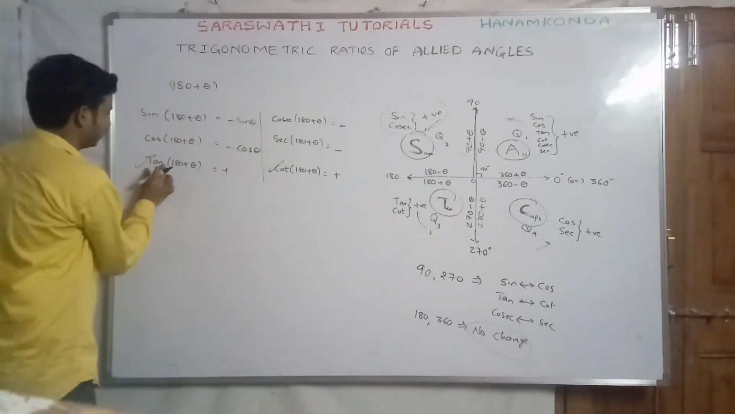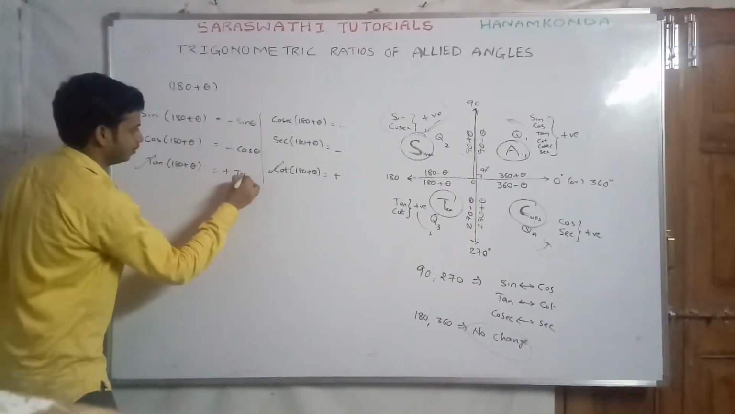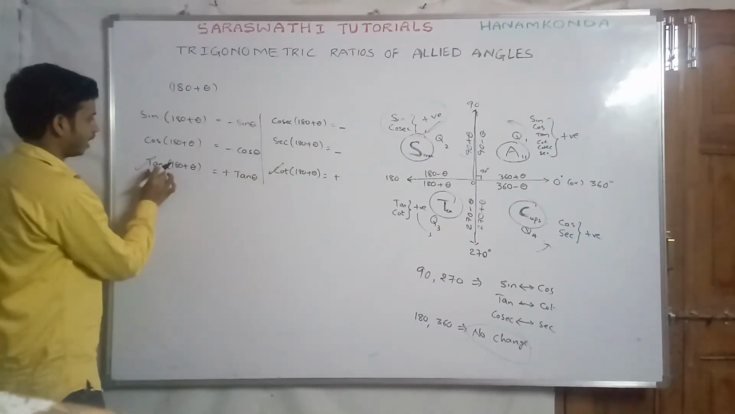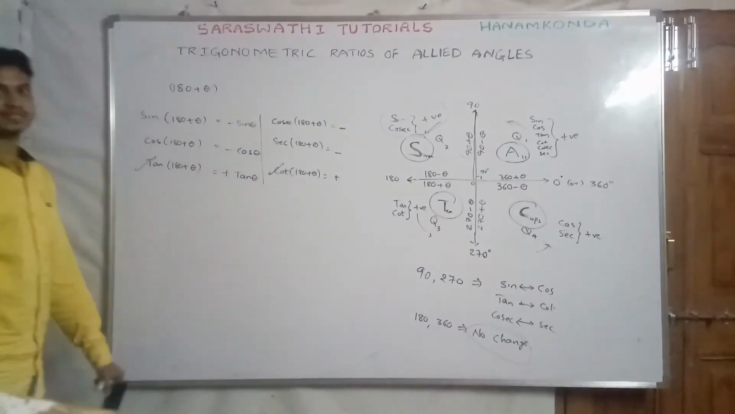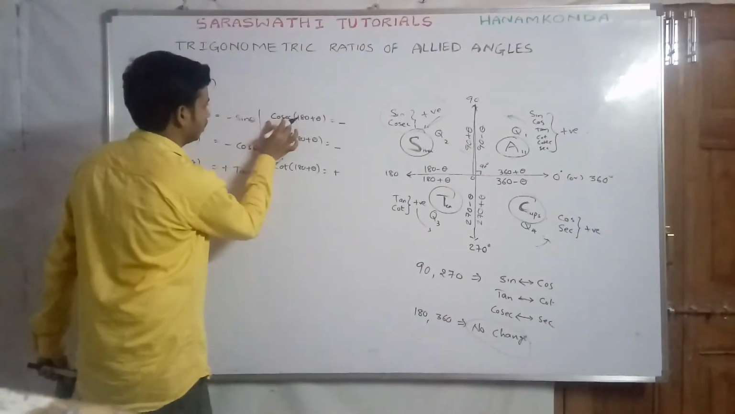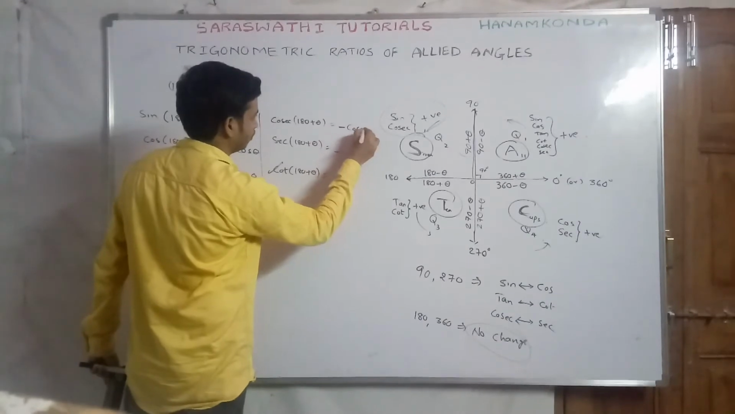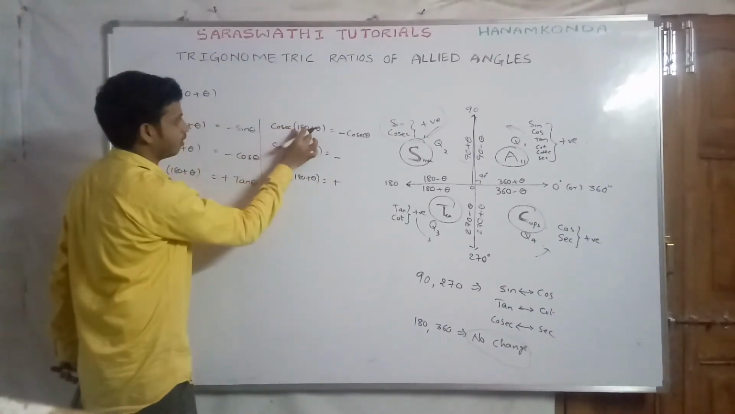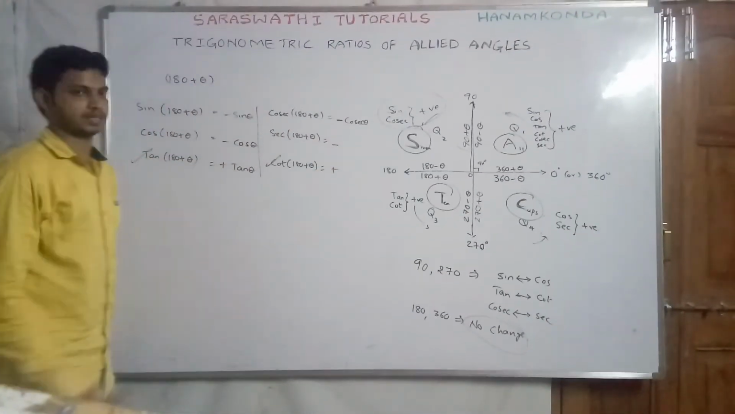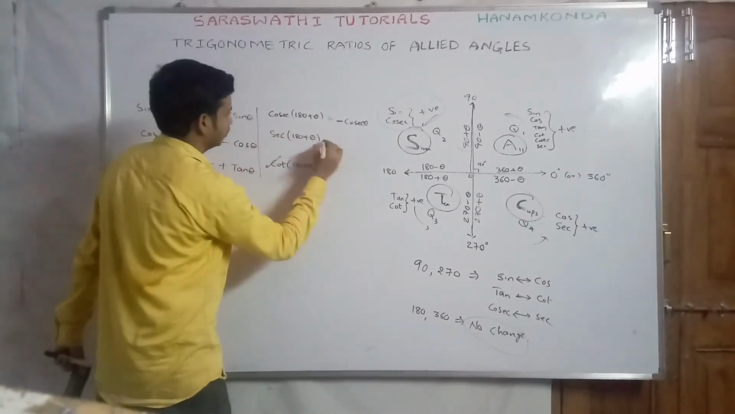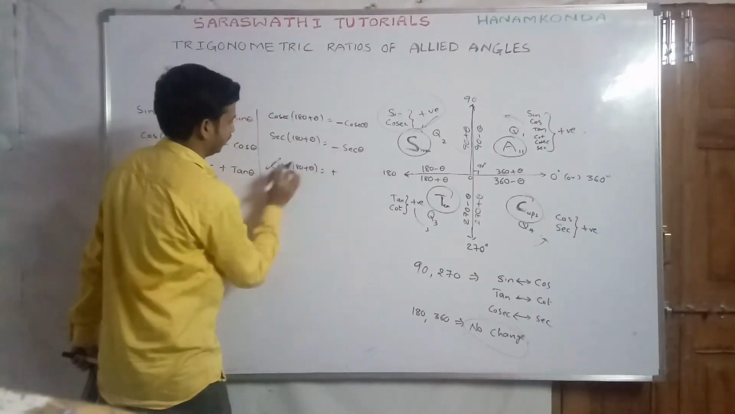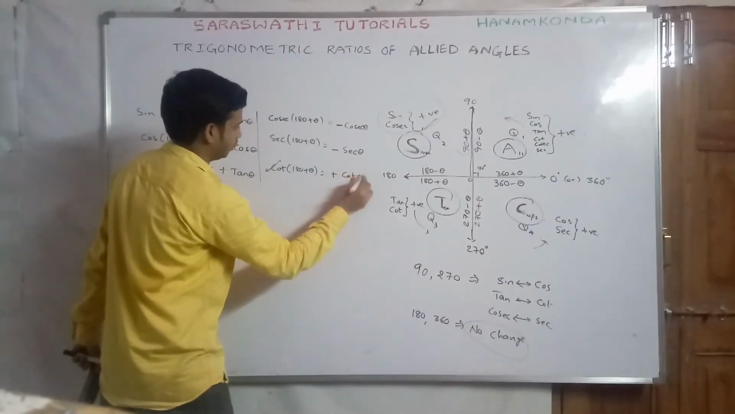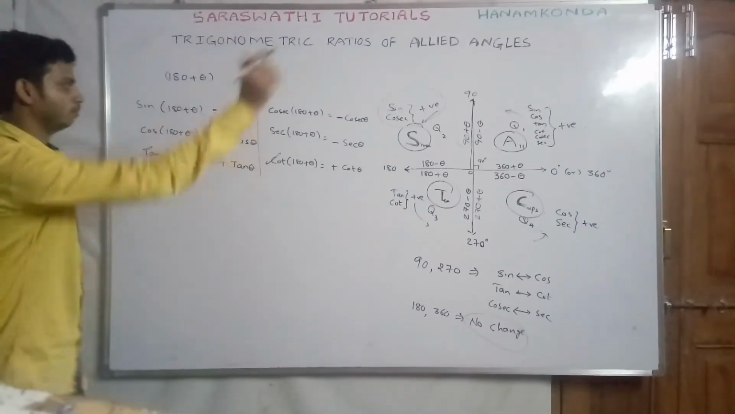If tan exists, the same tan will be there. So tan of 180 plus theta is plus tan theta. If it is cosec, the same cosec will be repeated, so cosec of 180 plus theta is minus cosec theta. Similarly minus sec theta, and plus cot theta. Cot of 180 plus theta is plus cot theta.